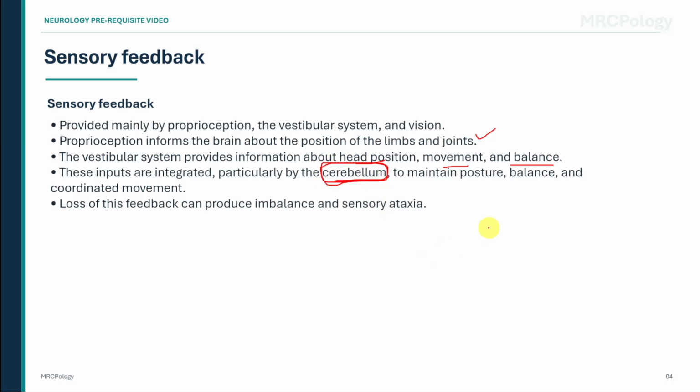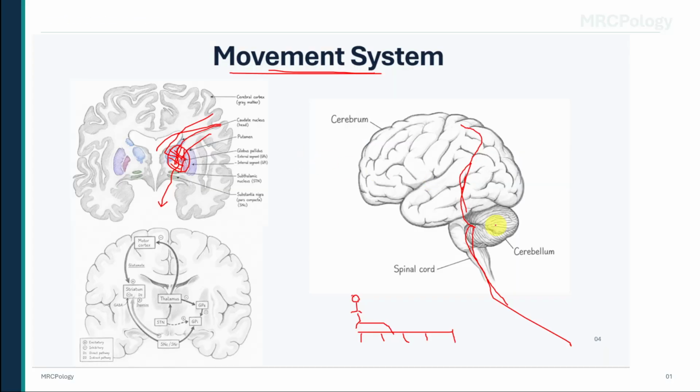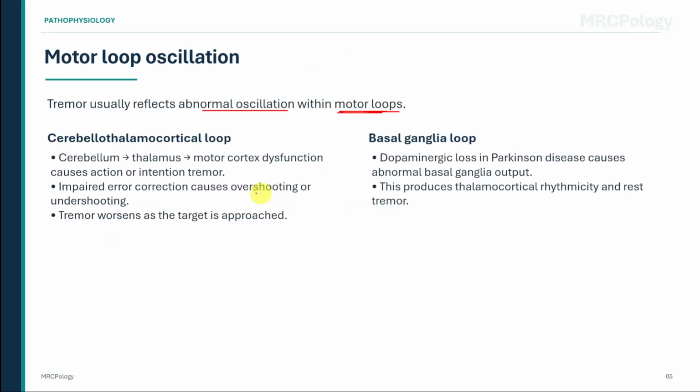Now let us understand the pathophysiology of tremor. Tremor usually reflects abnormal oscillation within one or more motor control loops. First, consider the cerebellothalamocortical loop. The cerebellum communicates with the thalamus and motor cortex. Dysfunction within this loop produces action or intention tremor. Impaired error correction leads to repeated undershooting and overshooting. The oscillation becomes more obvious as the limb approaches the target.